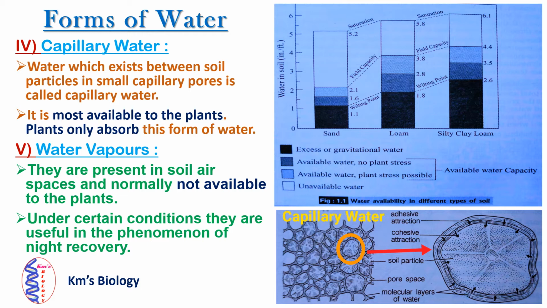The fifth form of water is water vapor. Water vapor is present in soil air spaces and is normally not available to the plants. But under certain conditions, it is useful in the phenomenon of night recovery. Here is a diagram which expresses water availability in different types of soil.